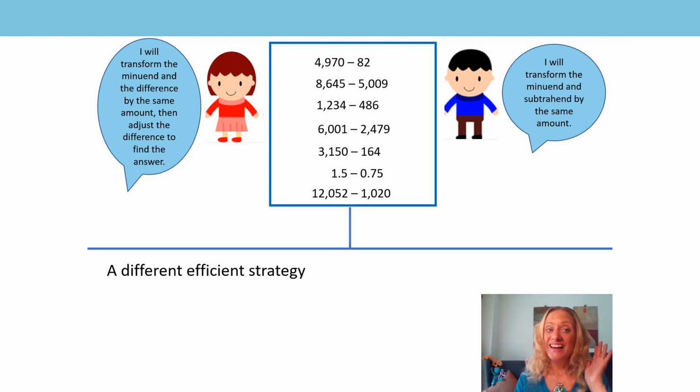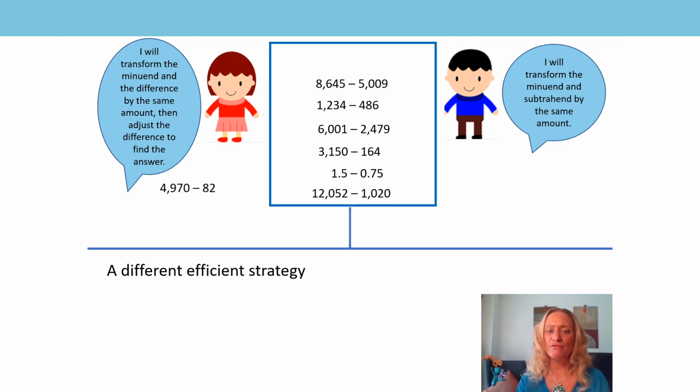Yes, did you use Ellie's strategy? Fantastic. So transform the minuend and the difference by the same amount. And what would that be? How could I transform the minuend? I could transform the minuend by 12, fantastic, which would give me 4,982. And then it's really easy to subtract the subtrahend of 82. But I've got to remember, haven't I, that the difference will have increased by 12 as well. So I will need to decrease the difference by 12 to ensure I have the correct difference. Fantastic. What about the second one?